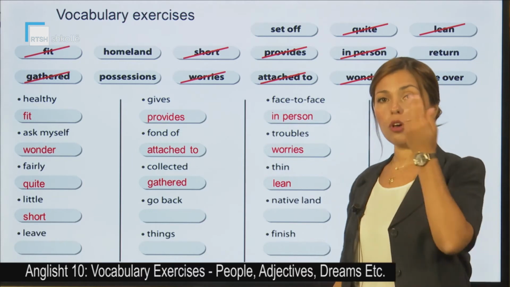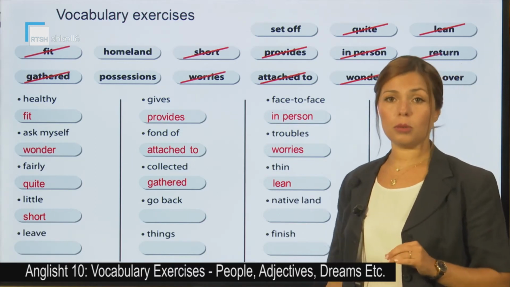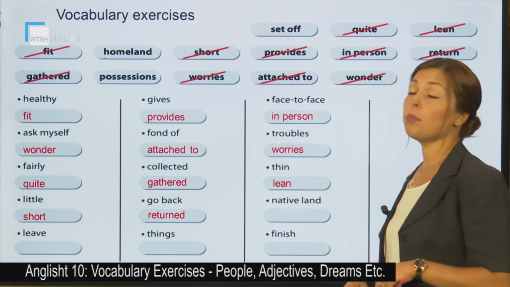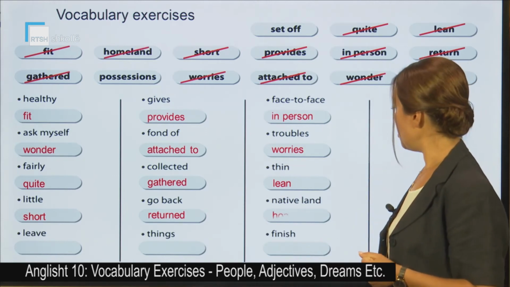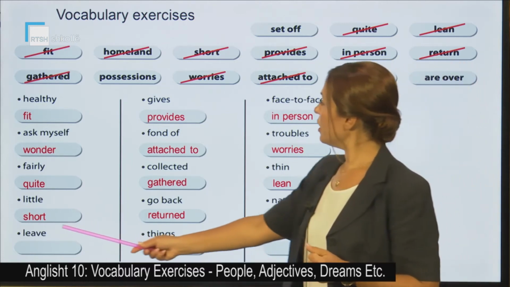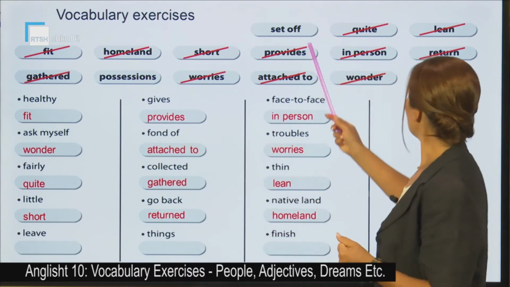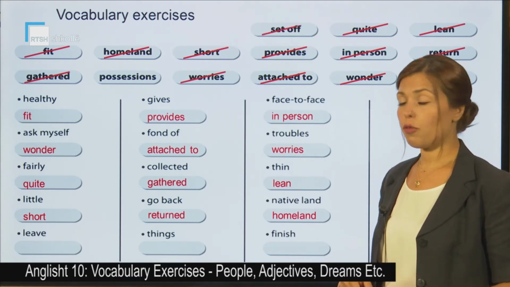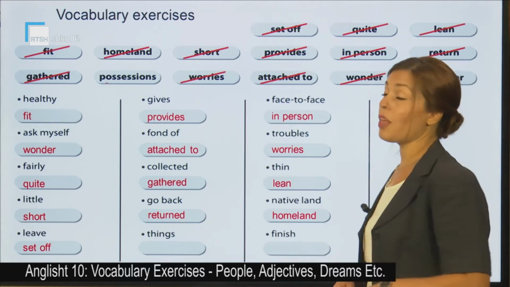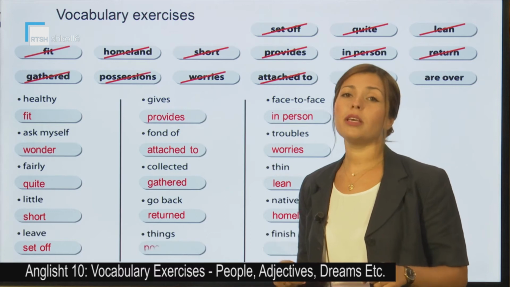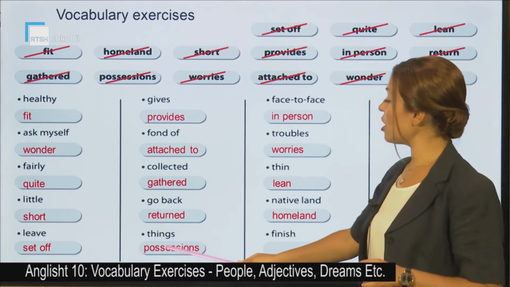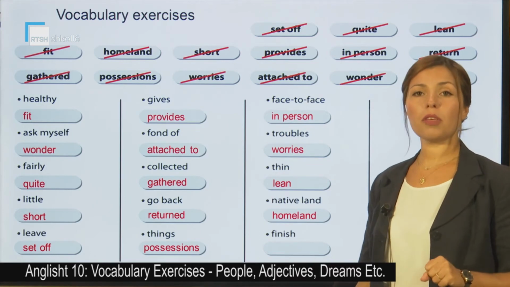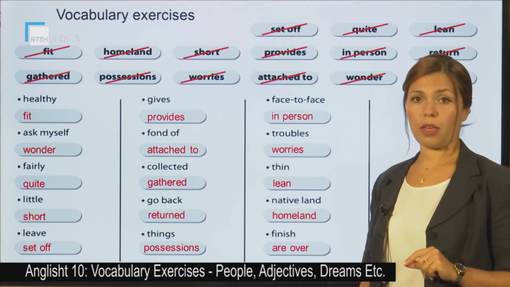Go back. When you go back, you return to a place. Native land, their own land, the place that they live. It's their homeland, of course. To leave, we have the remaining, the possessions, we have set off and are over. So when you leave, its synonym as a phrasal verb is to set off. The things that the Hadza had, a very small amount of things. So their possessions, maybe some clothes, maybe some tools. And finally, when you finish something, then you are over with that thing.